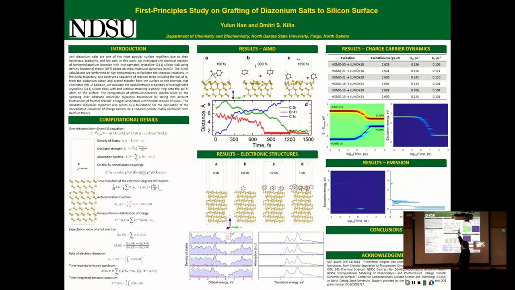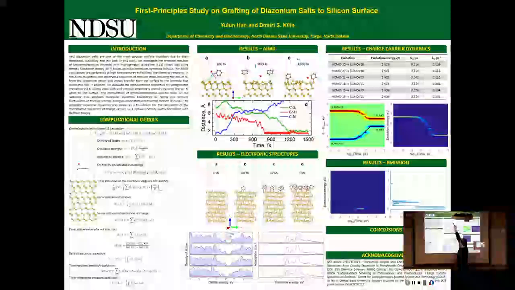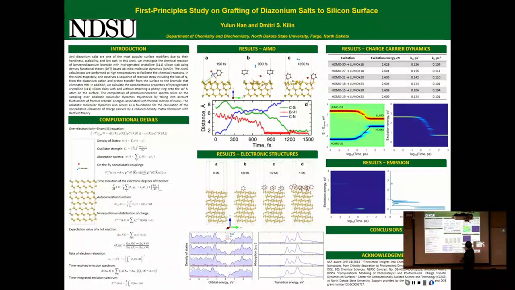Next, we see the formation of hydrogen bromine. This is the hydrogen bromine molecule. And finally, we see the attachment of the carbon ring to the silicon surface. Because we are running ab initio molecular dynamics at high temperature, we see some reconstruction at the surface.